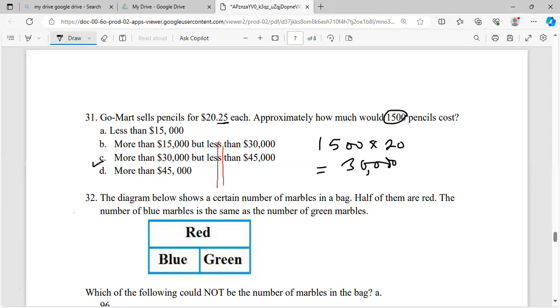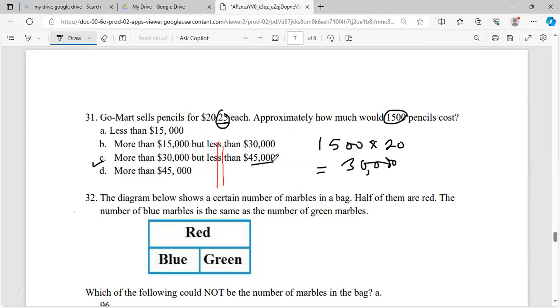Yes, sir. You remember, you don't have to put on the cents yet, but we know that the cents exist. So we just multiply it normally first, and then we say, all right, since we get 30,000 with the cents, we know it's gonna be more than 30,000, but it's not going to be much more.